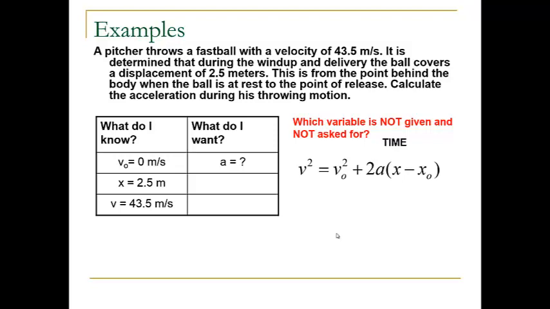Again, solve it for a. So it becomes vf squared minus v naught squared over 2x. Plug it in and solve. Which should give you 378.5 meters per second squared.